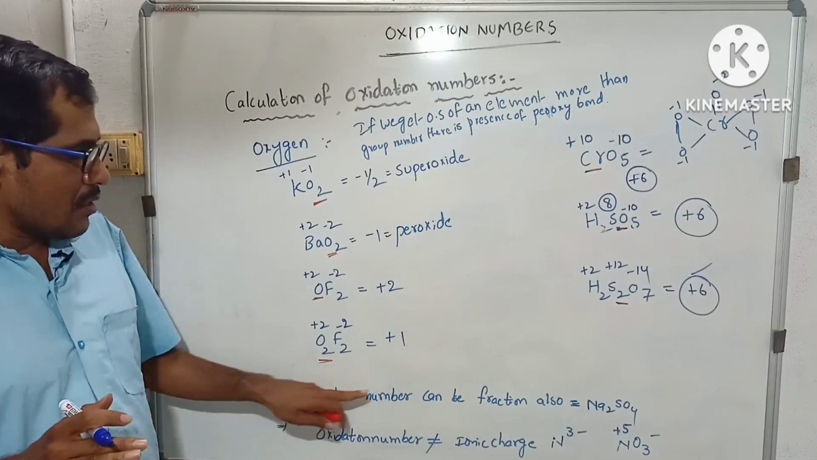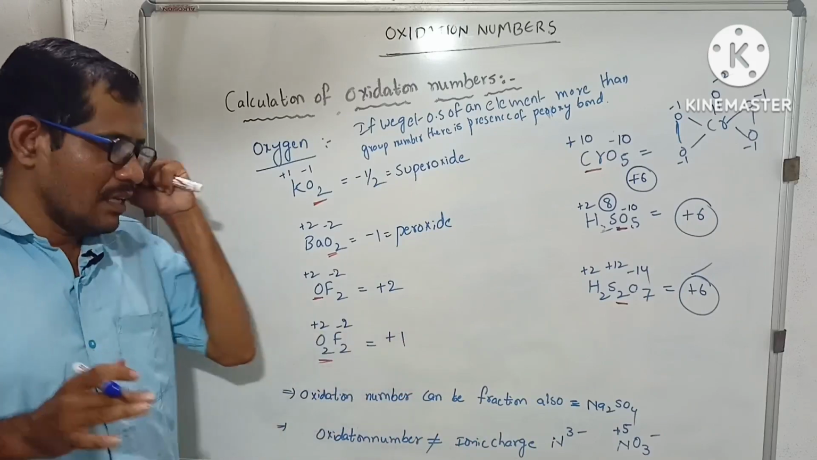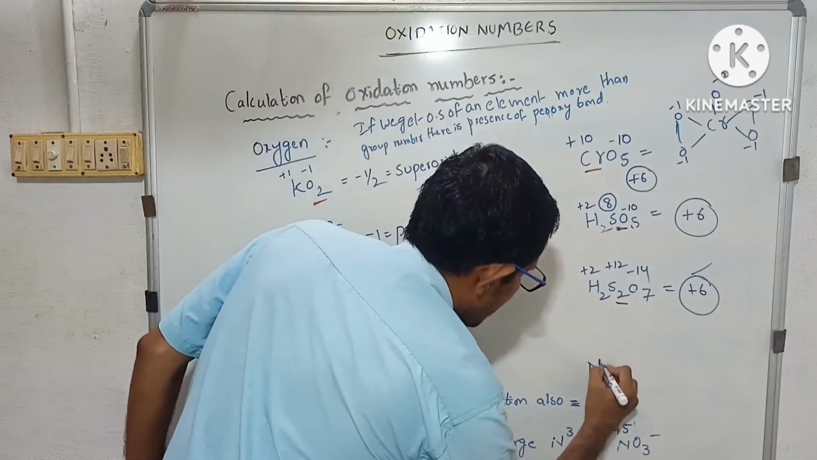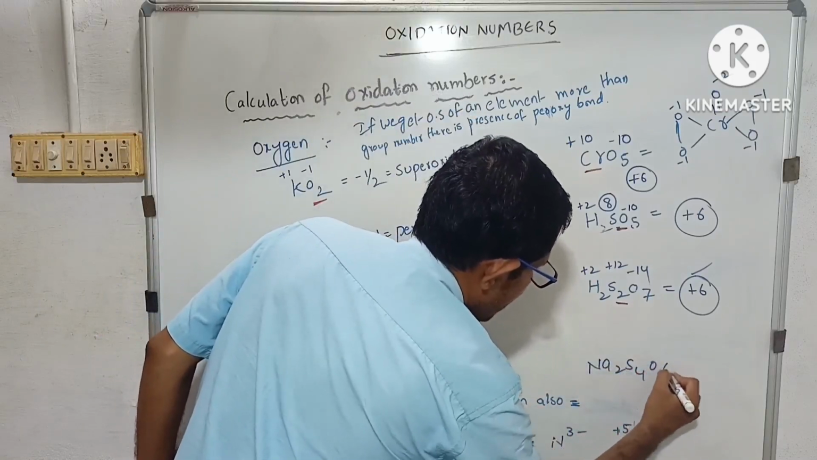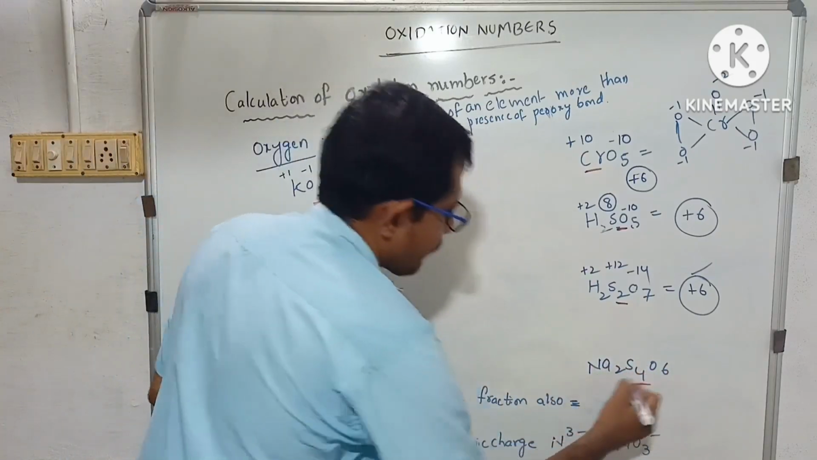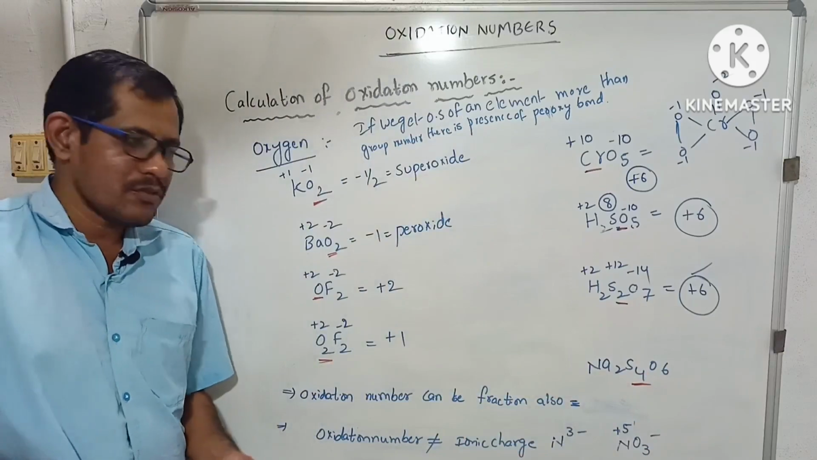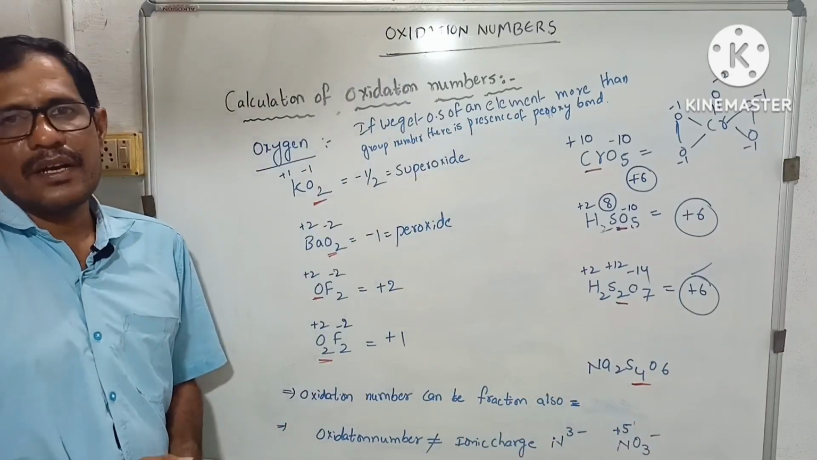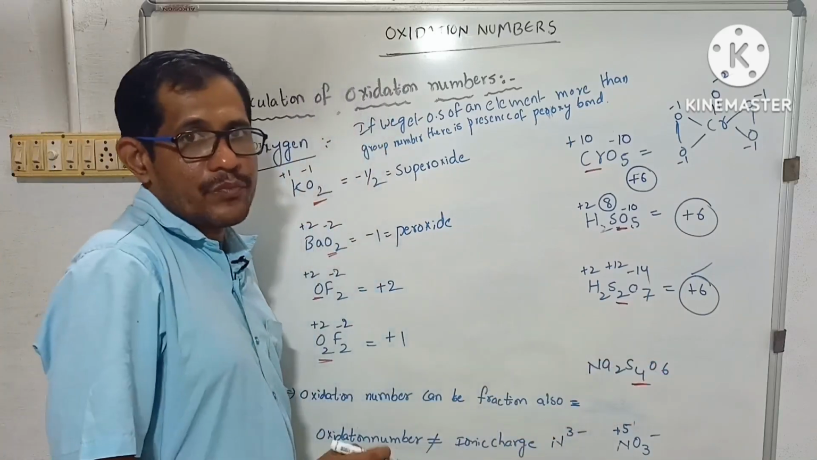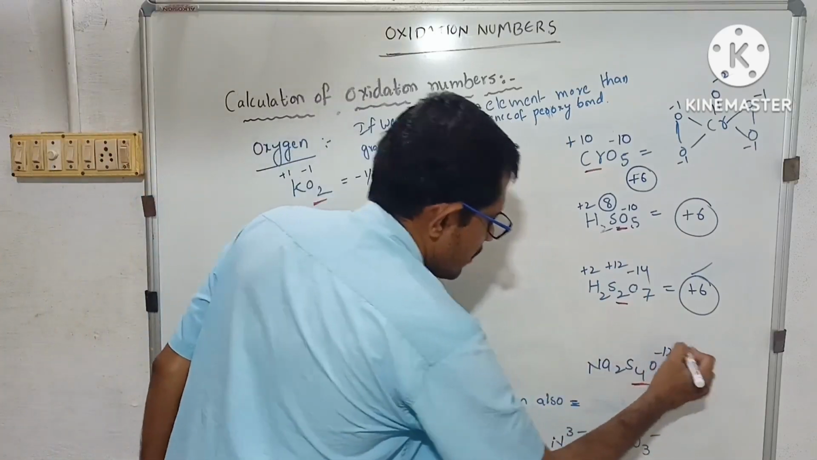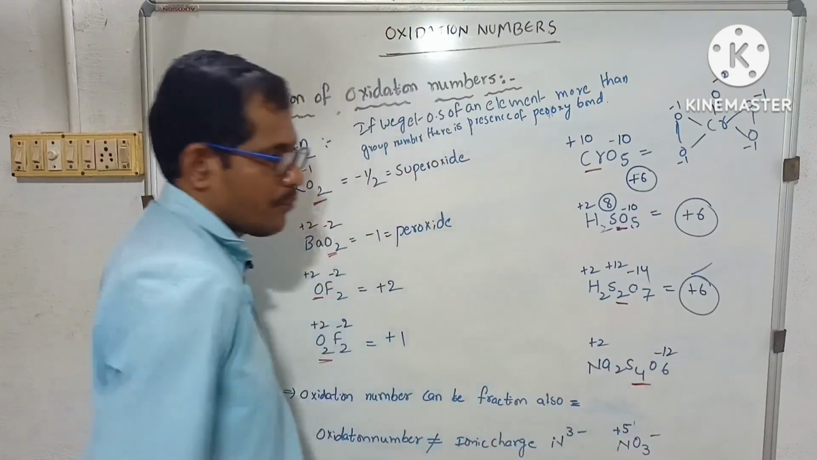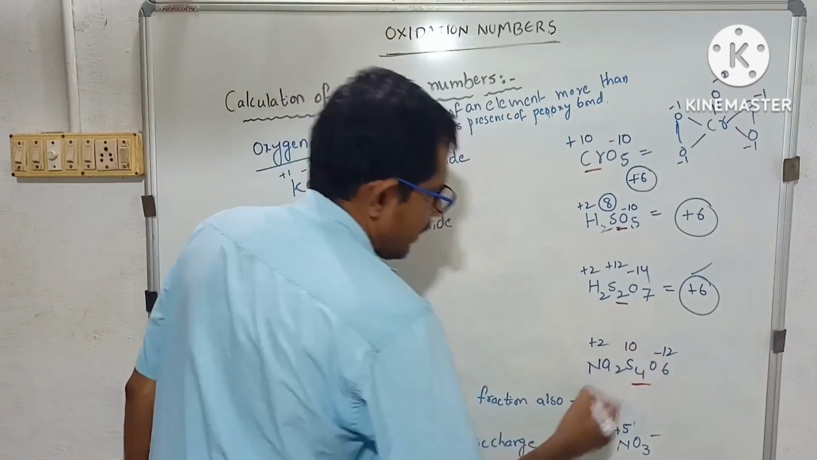And coming to here, oxidation number can be a fraction also, right? If you take one molecule Na2S4O6, I need to calculate the oxidation number for sulfur. So each oxygen is minus 2. 6 oxygens, it's minus 12, right? Each sodium is plus 1. There are 2 sodiums, it is plus 2, right? So sulfur will get 10 over here.